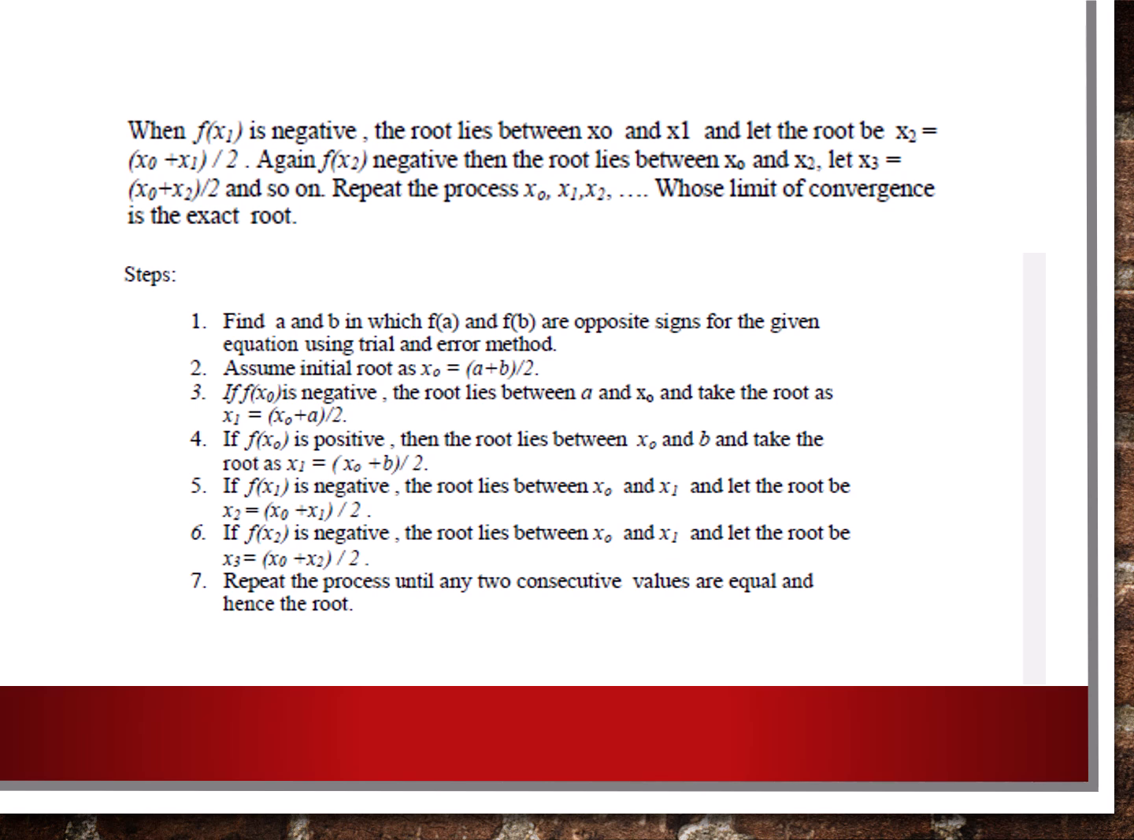The steps are discussed. The first one is to find a and b, in which f of a and f of b are of opposite sign for the given equation using trial and error method. The second step, assume the initial root as x naught equal to a plus b divided by 2. The third step is if f of x naught is negative, the root lies between a and x naught, and take the root x1 equal to x naught plus a divided by 2.